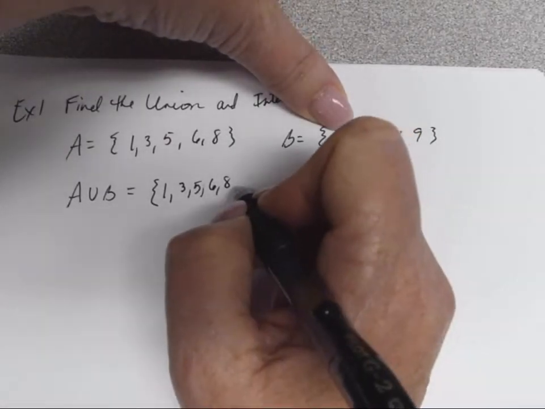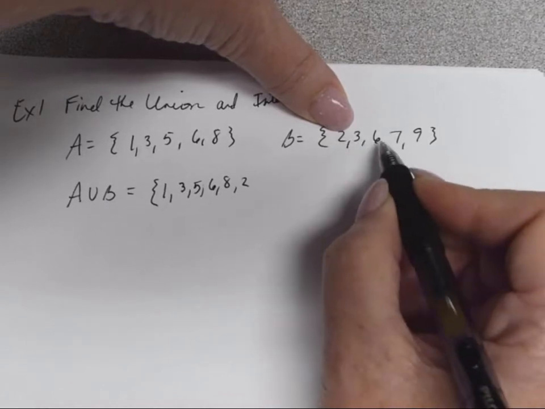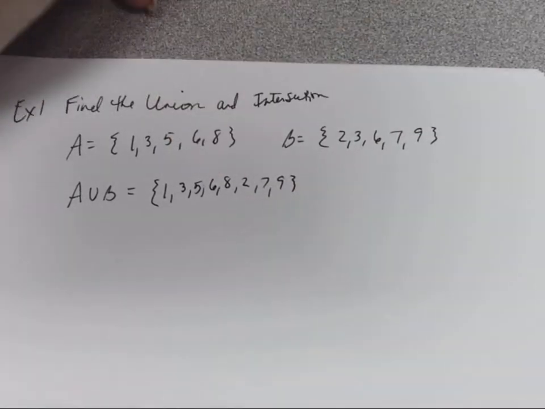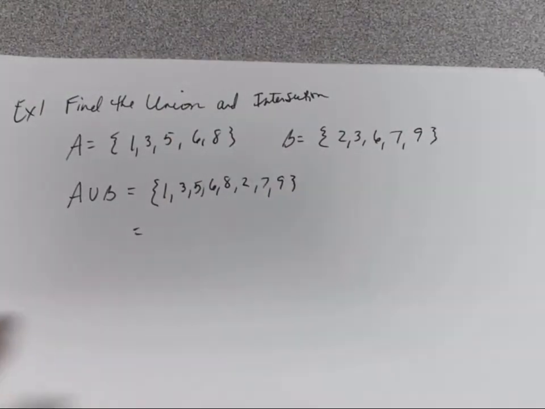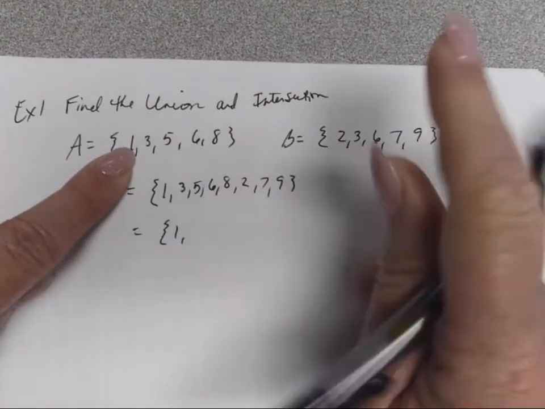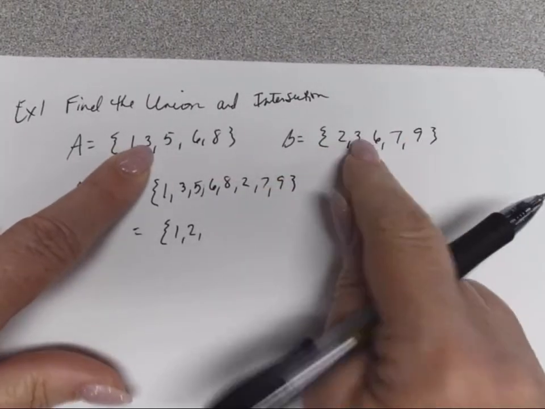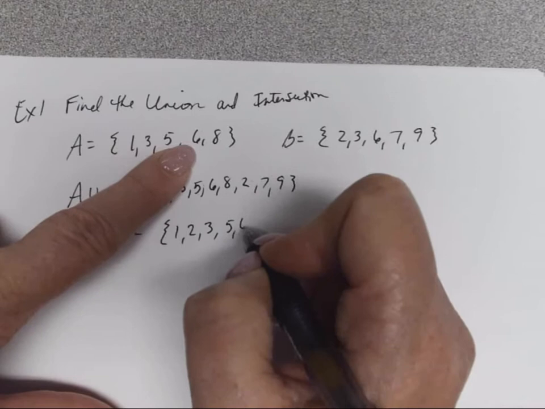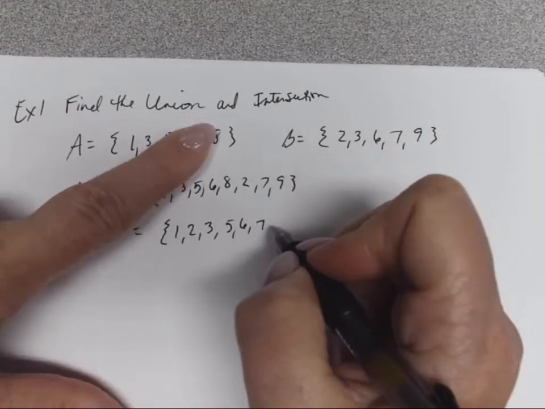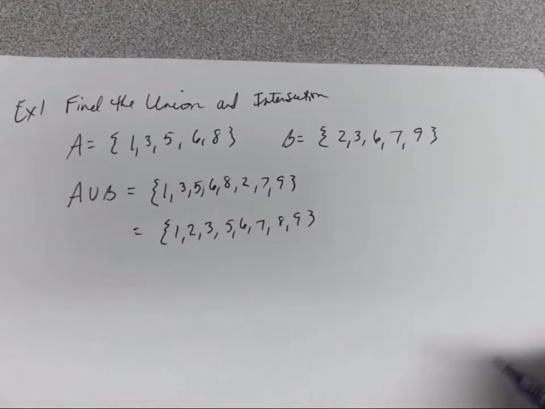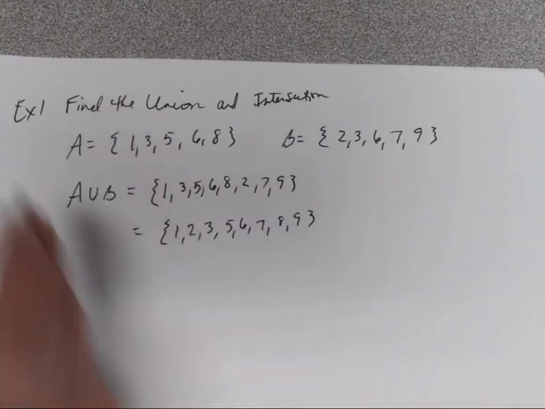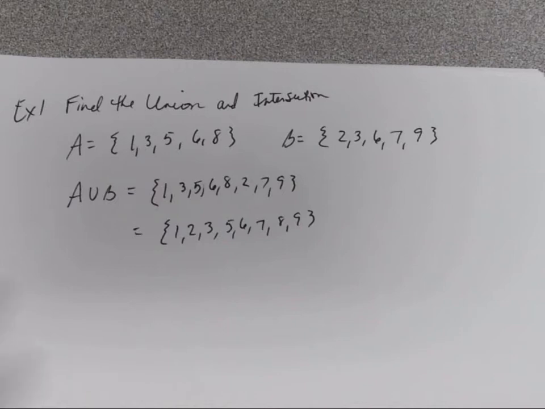Well, I don't have set or number 2, so I have to add that, but I already have the 3. I already have the 6. I need the 7 and the 9. So you could do it that way, or you can go numerically. You could say, well, I've got 1 and 2 and 3. I don't have 4 in either one, but I have a 5, a 6, a 7, an 8, and a 9. So both of these would be a correct answer. You can do it either way, numerically, in order, or just do all of set A and then add in what you don't already have for set B.